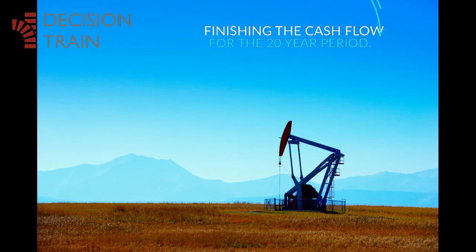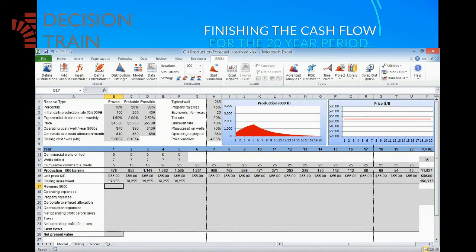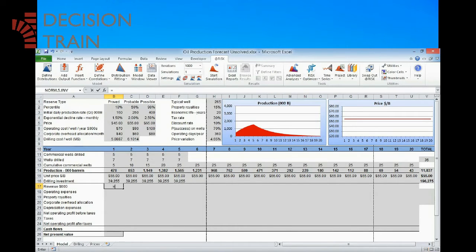Finishing the cash flow for the 20-year period. 65. On cell B17, write the following formula, equals B14 times B15. To calculate revenue, multiply production times price. 66. On cell B18, write the following formula.